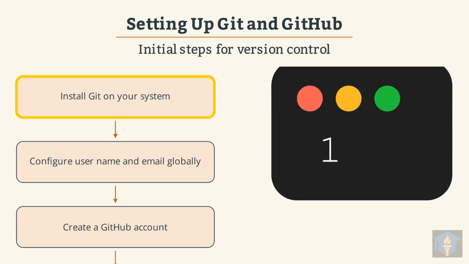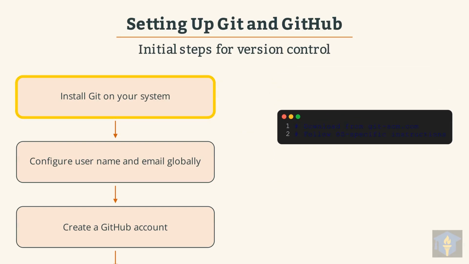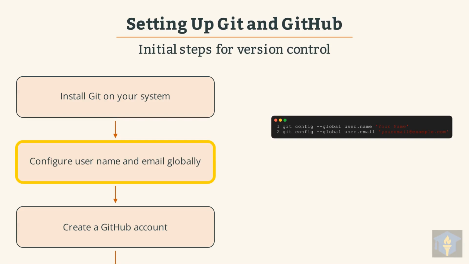Your first step is to install Git on your computer, which is straightforward. You'll download Git from its official website and follow the installation instructions for your operating system. Next, configure your username and email globally in Git, identifying your contributions. These commands set your name and email, which will be associated with all your future Git commits.